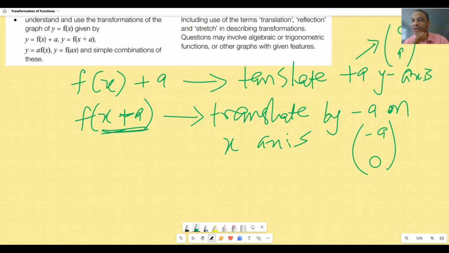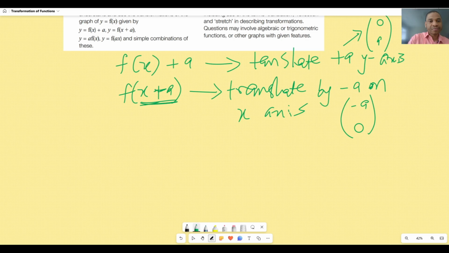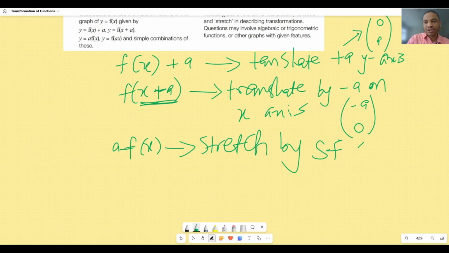Okay. Now it starts to become tricky. If I have a f of x, with an a beside it, this simply means a stretch. This is a stretch by scale factor of a. Now there's a condition sometimes: when a is bigger than 1, it's stretched by a factor of a. But when a is between 0 and 1, something happens. So it's still a vertical stretch. So we'll see the conditions now.